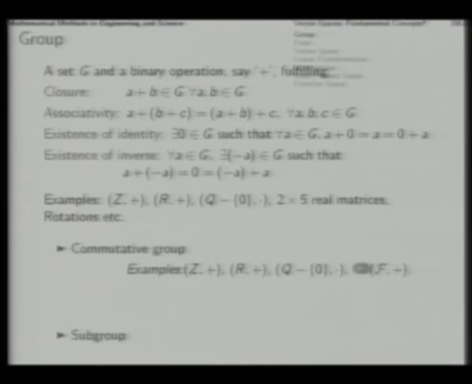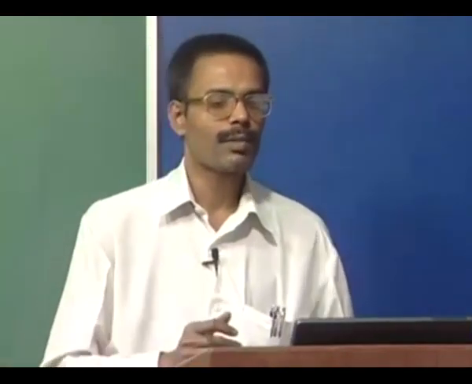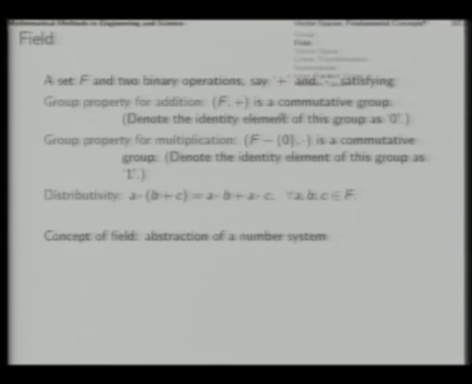Now, with this definition of the group in the background, the definition of field becomes easier. A set F with two binary operations, one of them we can denote as plus, resembling the ordinary addition, and the other we can denote as dot, resembling the ordinary multiplication, that satisfy these requirements, will define a field. What are these requirements? One is that the set F and plus binary operation together is a commutative group, for which we will denote the identity element as 0.